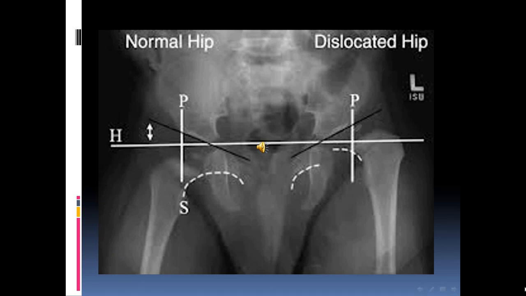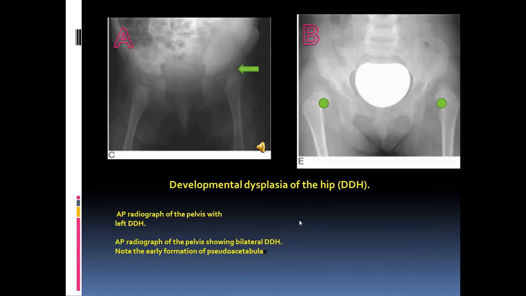This plain x-ray of pelvis shows that there is abnormality in the left hip joint. This is very clear because the Shenton line first is discontinuous, and because the epiphysis looks very small and lateral to the Perkin's line. So you can compare between the left side, which is the abnormal, and the right side, which is the normal.